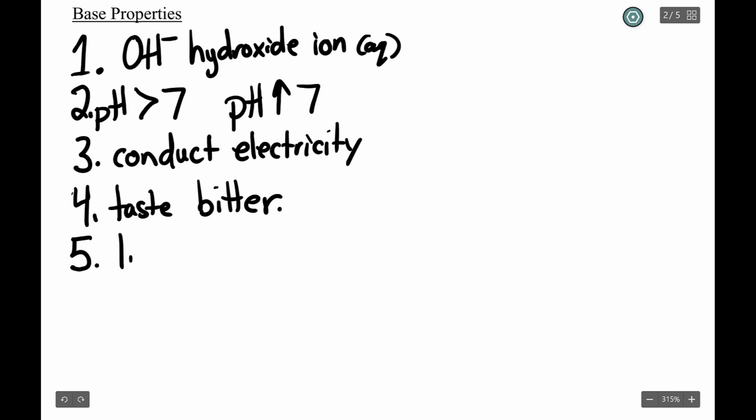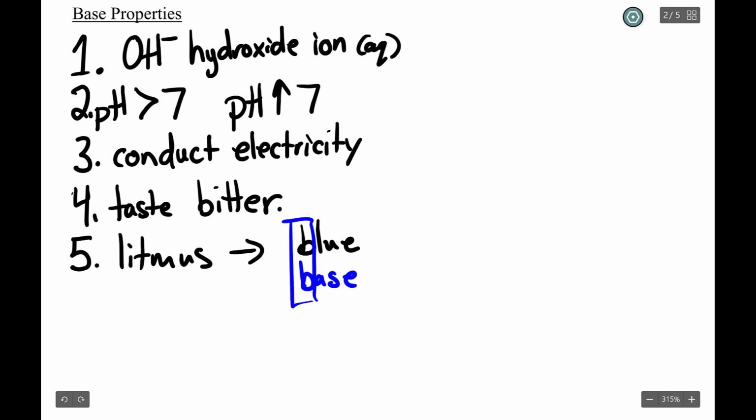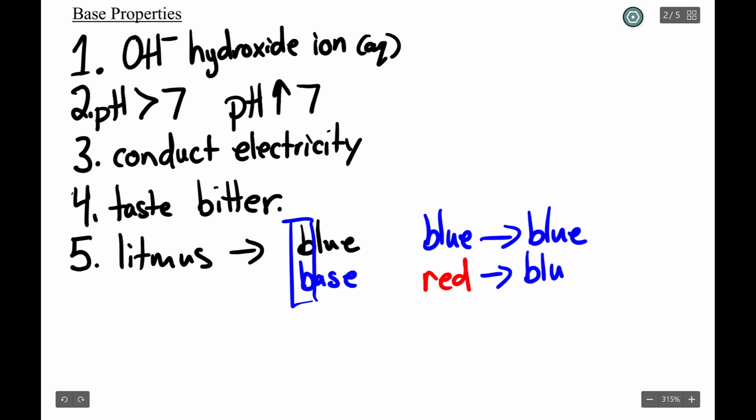All right, the litmus will turn blue. The way that I always remember this is base starts with a B and blue starts with a B. So to be clear, blue litmus will stay blue and red litmus will turn blue. Now bases can also be corrosive, not to metals though. They are corrosive to biological material.